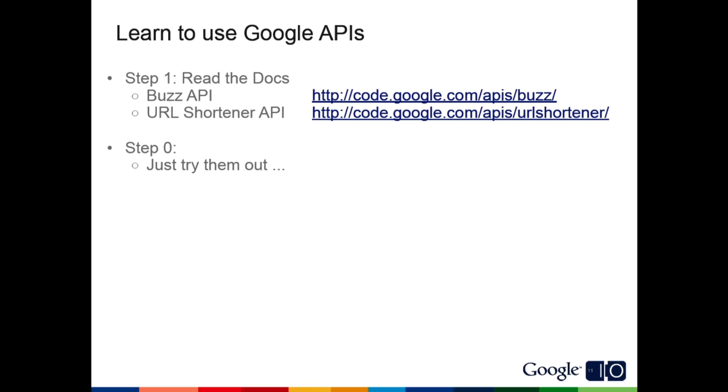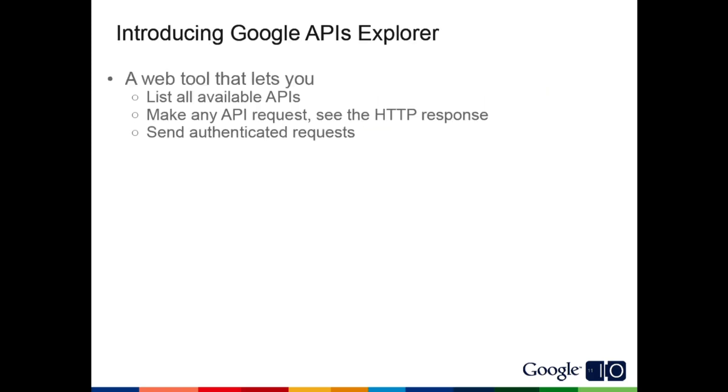So to that end, we have built a tool that will really help you get started. And we are introducing this tool in the last few months. We launched the Google APIs Explorer. So this is a web-based tool. It lists all the APIs that we currently support on the new infrastructure. And it allows you to make these requests and actually see the responses.